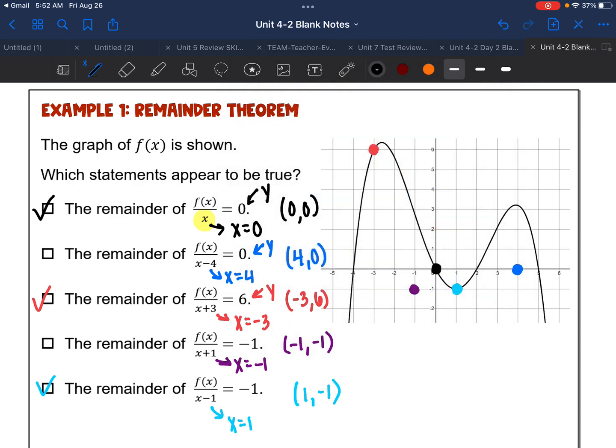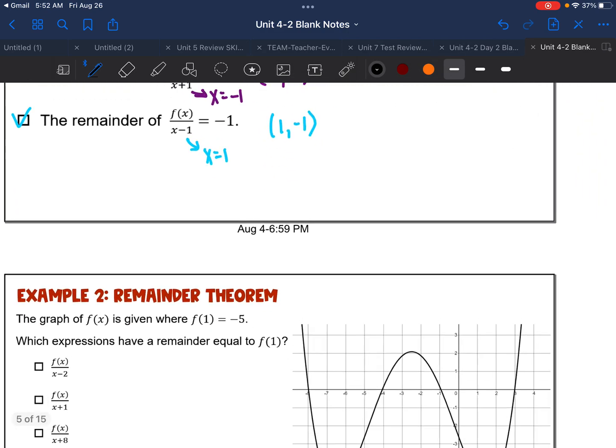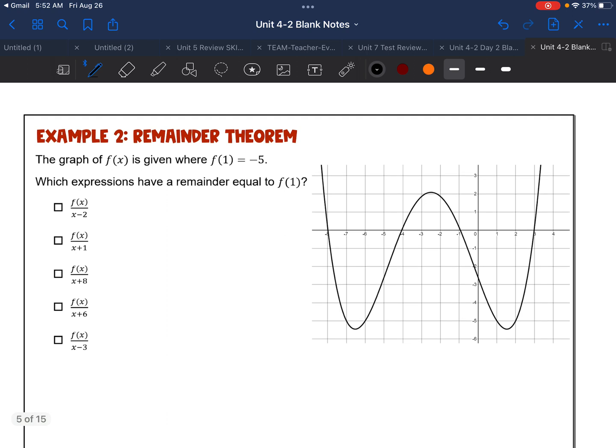Again, pause if you need to. I'm going to go ahead and move to example 2. For example 2, it says the graph of f of x is given where f of 1 equals negative 5. Which expressions have a remainder equal to f of 1? Okay, now, looking at our answer choices, they're all f of x divided by some divisor, and then it gives us our graph.